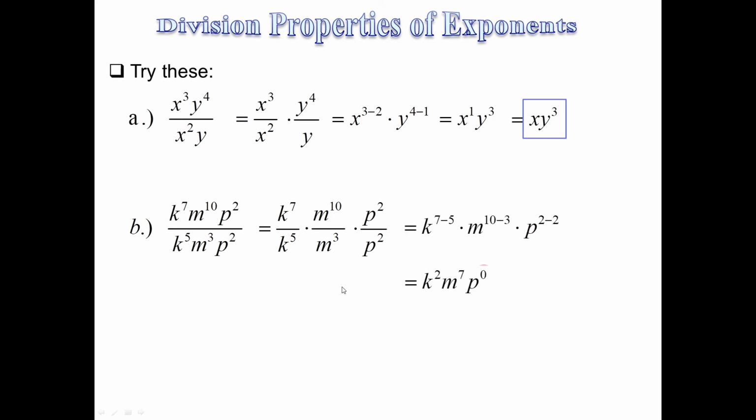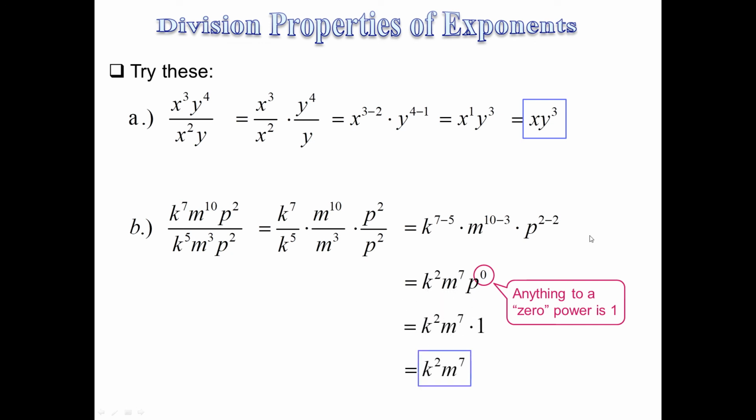All right. So we end up with k squared m to the 7th. You don't need to drag that 1 along with you the whole way. Okay, we could have just canceled it out at the beginning.